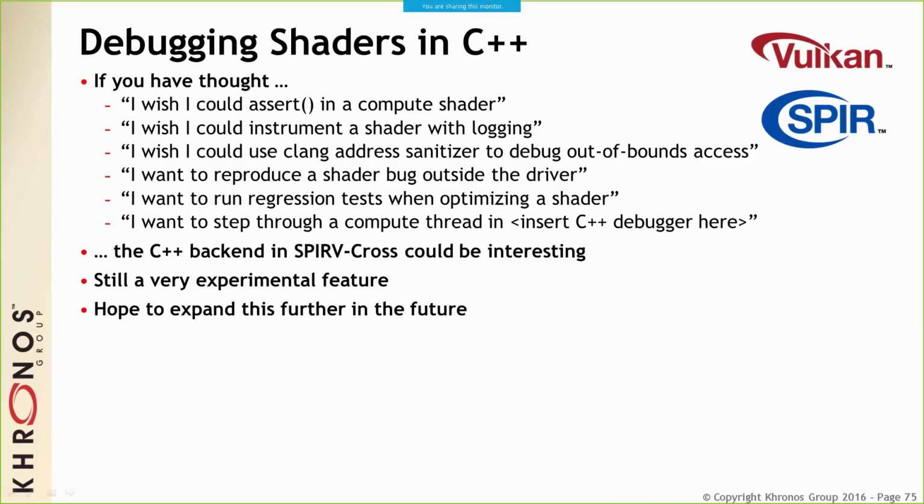So if you have ever thought, I wish I could assert in a compute shader, or I want to add printfs or logging to a shader, you can in OpenCL, but this is not OpenCL. Things like the Clang address sanitizer, which is really useful to figure out undefined behavior with memory access. And things like reproducing a shader bug, running regression tests on an offline farm somewhere. Or things like I want to step through a compute shader thread. Then it could be interesting to go to a C++ output and debug it there.